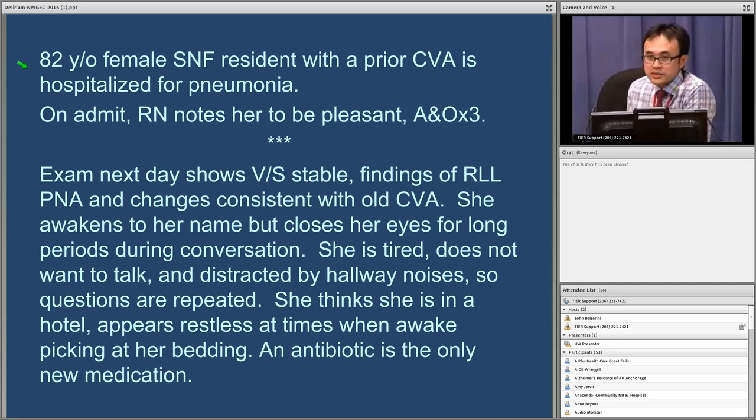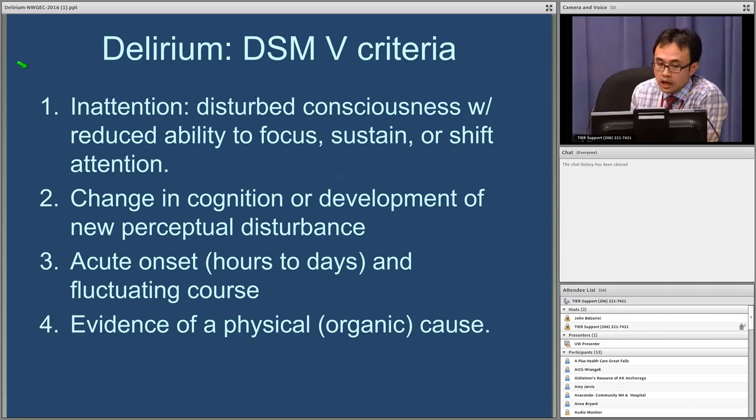This is a picture painting a patient that has delirium, particularly in the hospitalized setting. Before we move on and have a more nuanced discussion about it, I think it's important to talk about what delirium is. One of the standards that we can use is the DSM-5 criteria. These are some of the components of what delirium is, and how to diagnose someone with delirium.